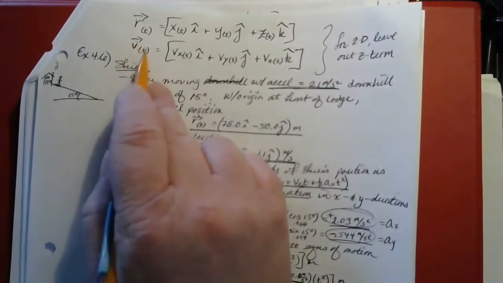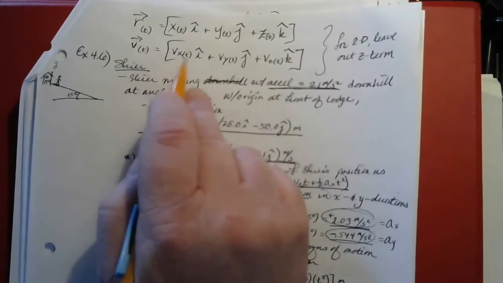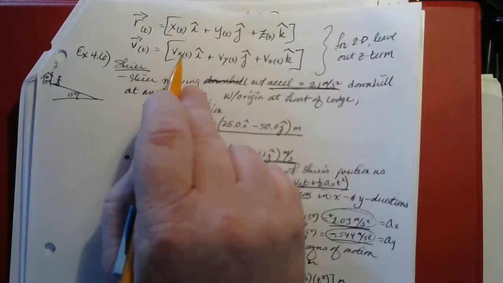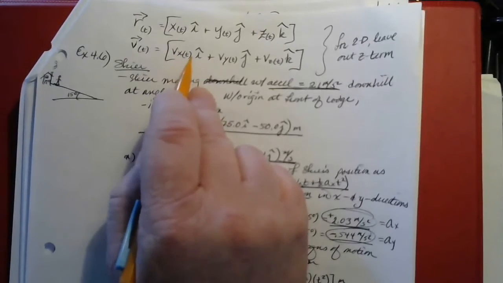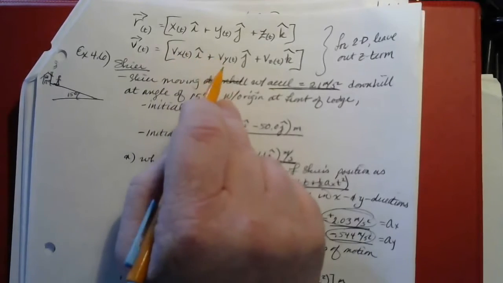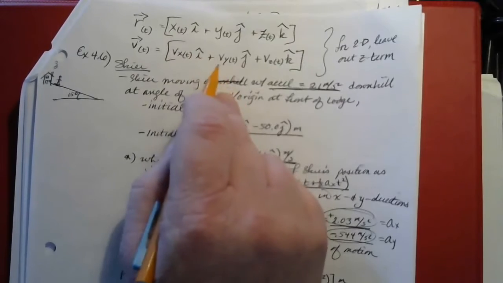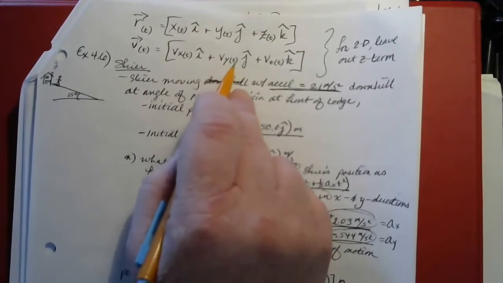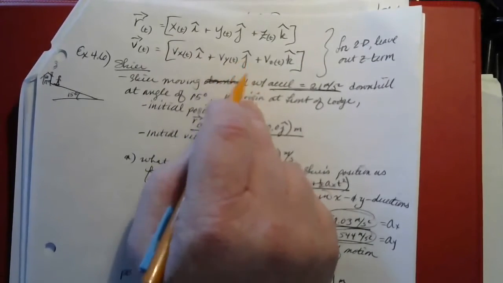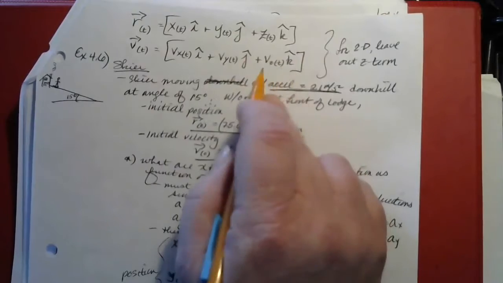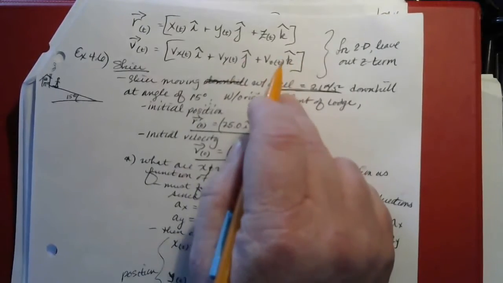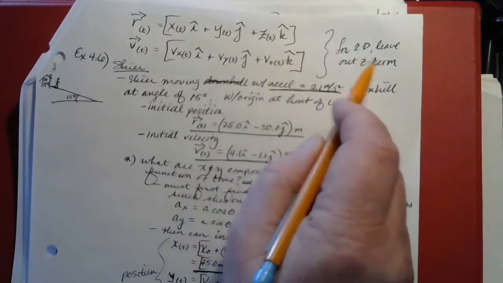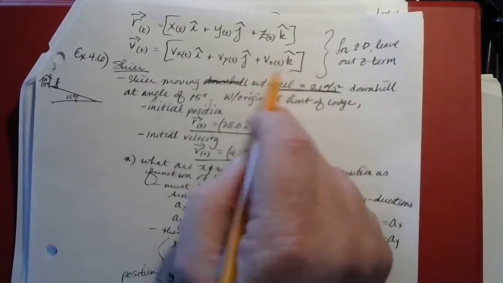The velocity vector as a function of time can be thought of as the velocity in the x direction as a function of time times unit vector i, plus the velocity, sorry, in the y direction as a function of time times j, plus the velocity in the z direction as a function of time times k. And again, if it's two-dimensional instead of three, just leave out that last term.